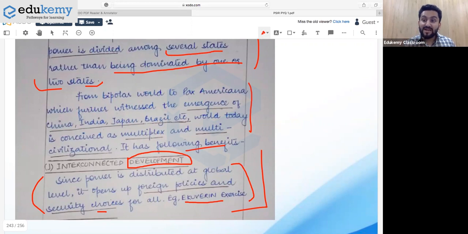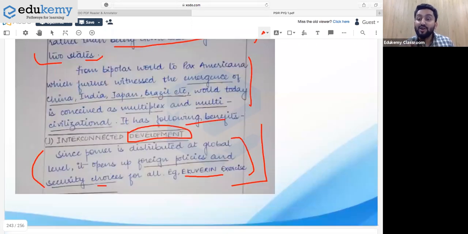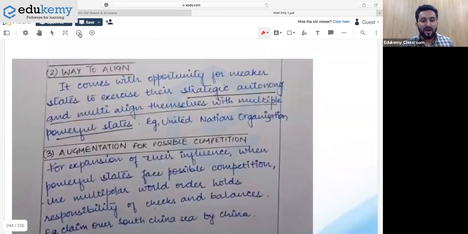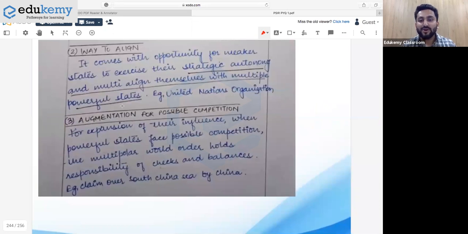But complex interdependence theory is generally used as a way to say that, due to this complex interdependence, you are able to diffuse tensions in an easier manner. Now you should connect complex interdependence with development. Simple point is that, way to align. It comes with opportunities for weaker states to exercise their strategic autonomy and multi-align themselves with multiple powerful states.